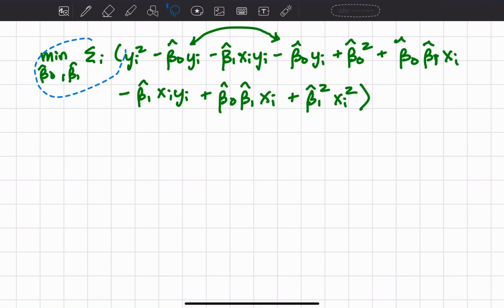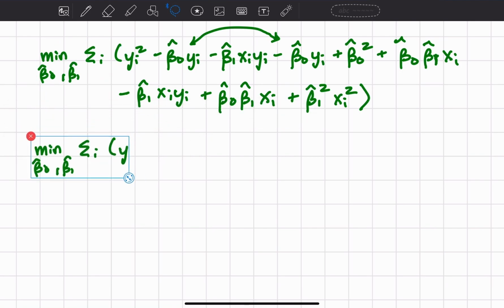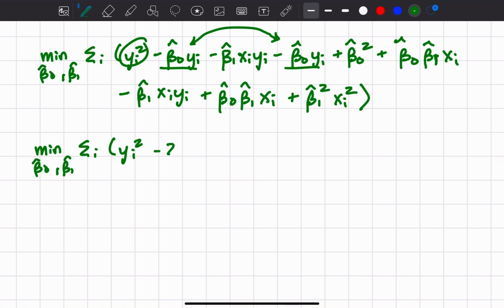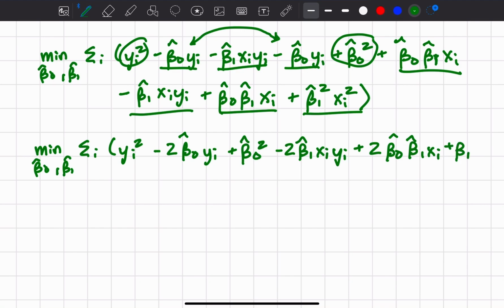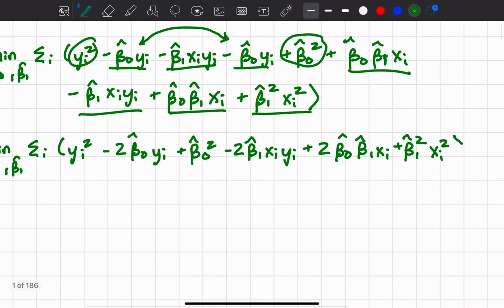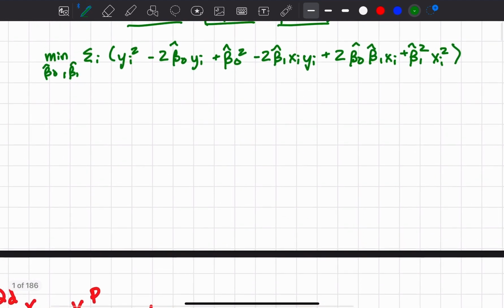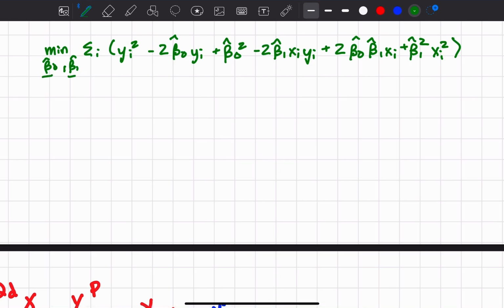We're going to have the y_i squared term sticks around. Then we get 2 of these, so minus 2 beta naught hat y_i. Then this term sticks around, so plus beta naught hat squared. Is there a second one of these? Should be, yes. Minus 2 beta 1 hat x_i y_i. Then there's also 2 of these, plus 2 beta naught hat beta 1 hat x_i. And then finally this last term, plus beta 1 hat squared x_i squared. Okay, great. That's looking awesome. So we're going to choose beta naught hat and beta 1 hat in order to minimize this expression.